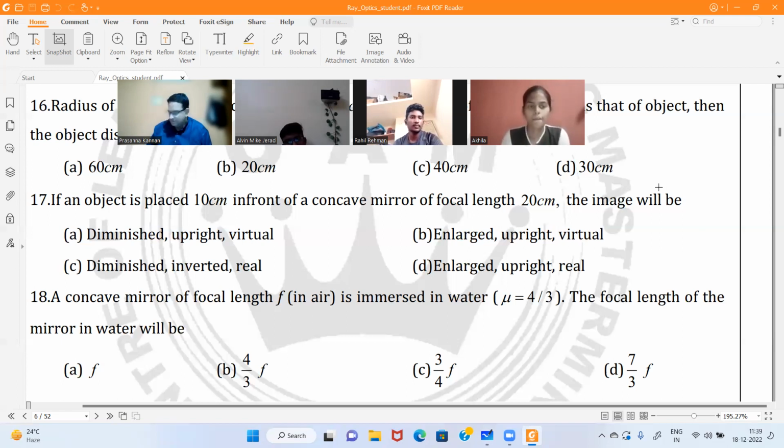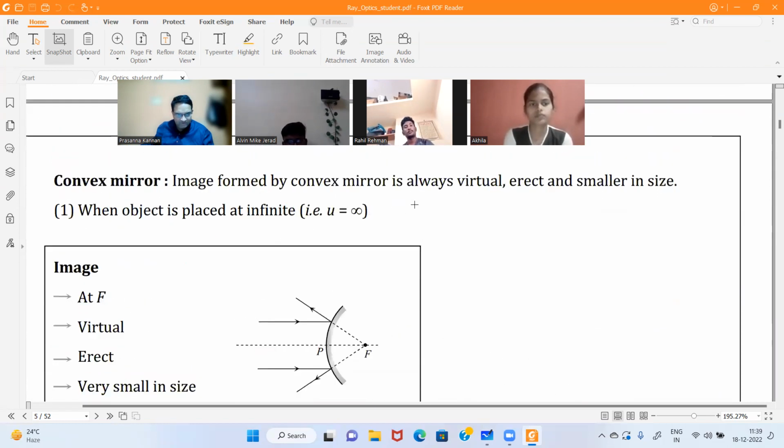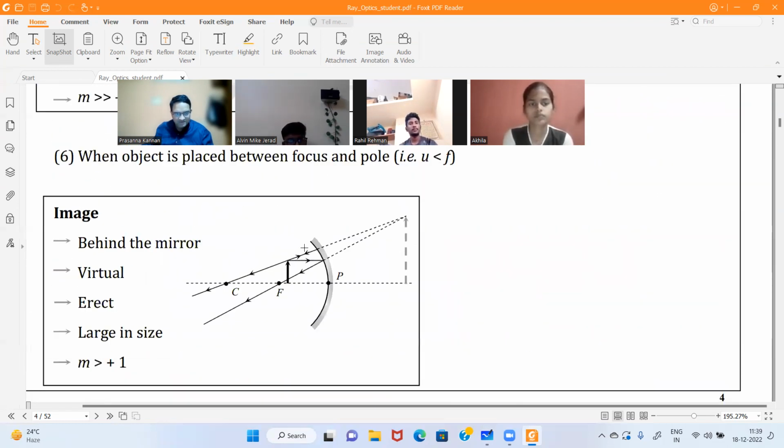Perfect. Right? Which is nothing but this one which we had seen. Understood, guys? When the object is placed between focus and pole, then you get a virtual image, erect, and it is large in size. Understood? Yes, sir. How do you know that you are placing it between pole and focus? Because it's given the focal length is 20 centimeter, the object distance is 10 centimeter, which means it is between pole and focus. Understood? Yes, sir.